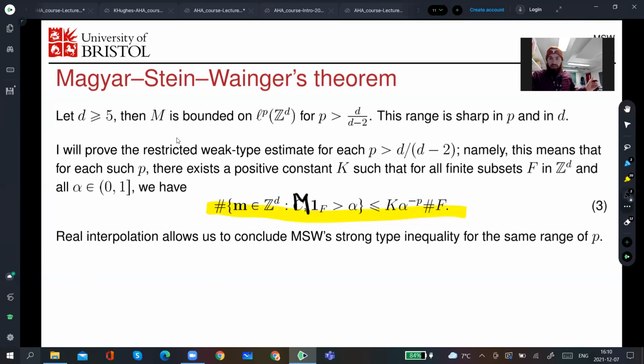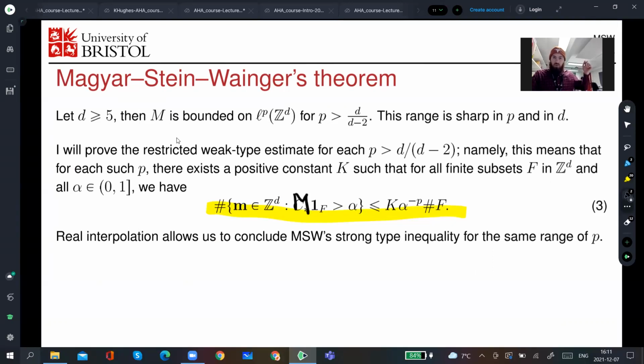This isn't quite the Magyar Stein Wainger theorem. I said that the maximal function is bounded on L^p for all p bigger than that, but the real interpolation method allows you to fill in the gap. In fact, if you take any p bigger than d over d minus 2, there's some other smaller q between d over d minus 2 and p, and we know that it's restricted weak type at that q, and it's also strong type at infinity, right? We've seen that these maximal functions are always bounded on L infinity.